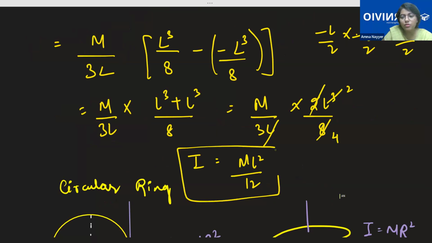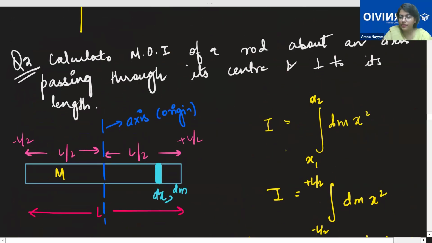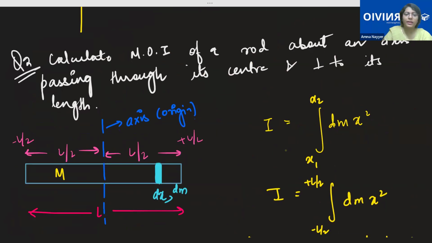Now you need to remember this also. For more figures, I'll tell you. This you need to remember. So here the moment of inertia was ml square by 12. Got it? Yes, ma'am. Okay, please write.